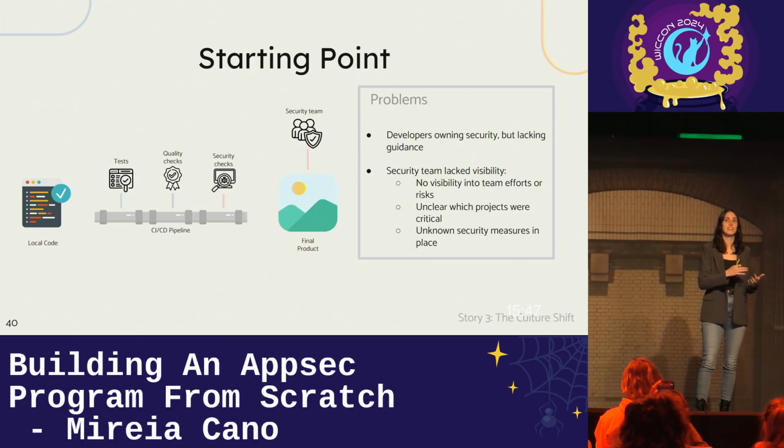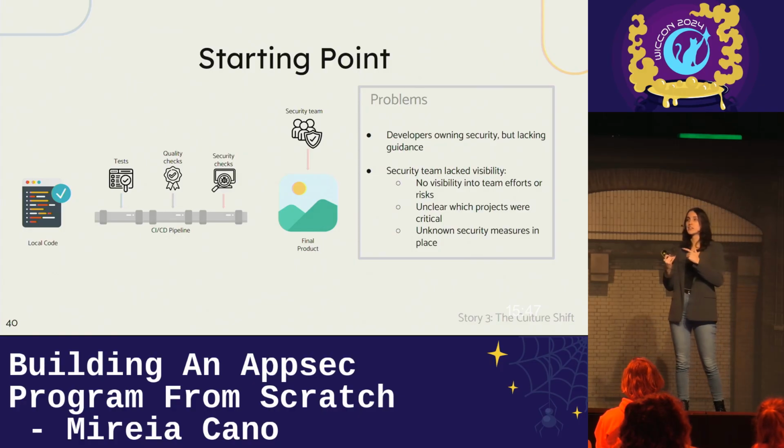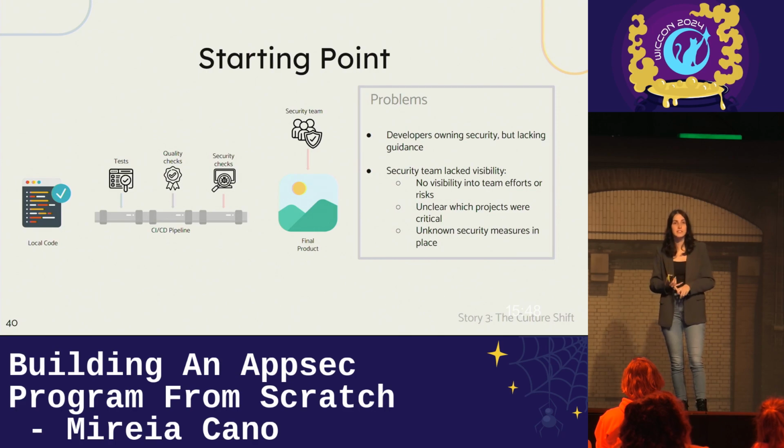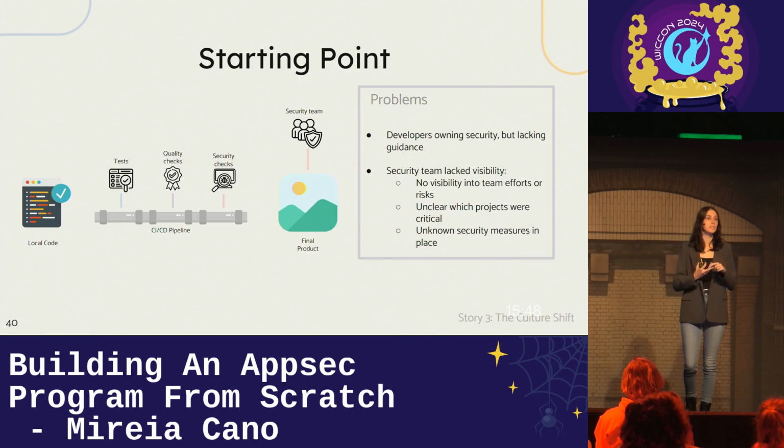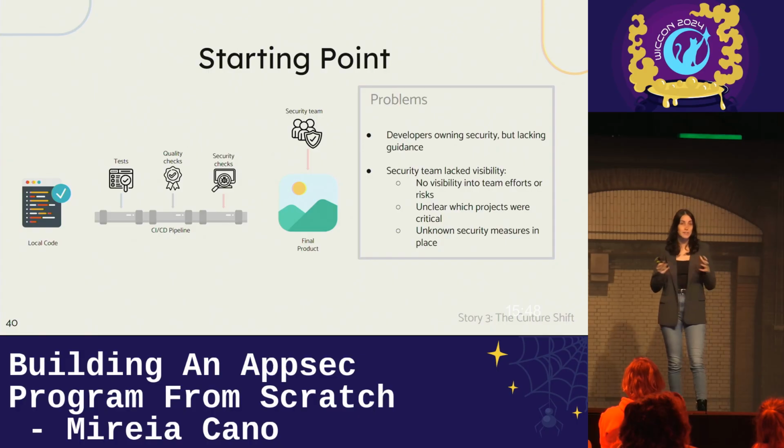And on the other side, the security team had no visibility. So we didn't know which applications were critical, where the risks in our organization lay. We didn't know which security measures were in place. So at that point, that's everything we could see. We need to have visibility. We need to have control over this.